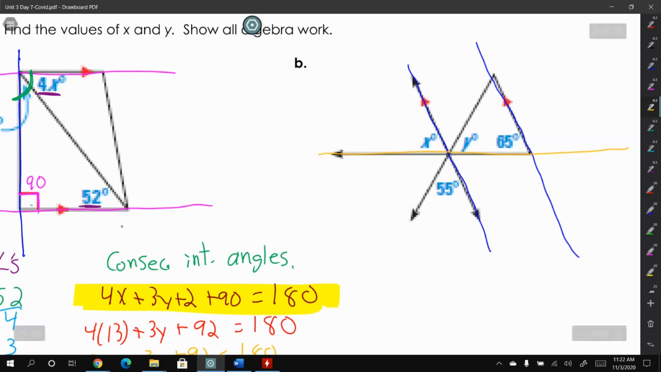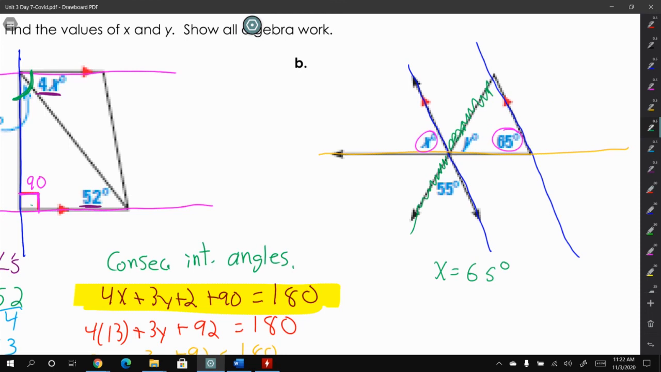So these two angles that I'm going to circle, x and 65, are corresponding angles. They're in the same location. We are ignoring this line right now, so we're going to pretend that line doesn't exist. So then those two angles are in the same location, so x is equal to 65 degrees. Okay.